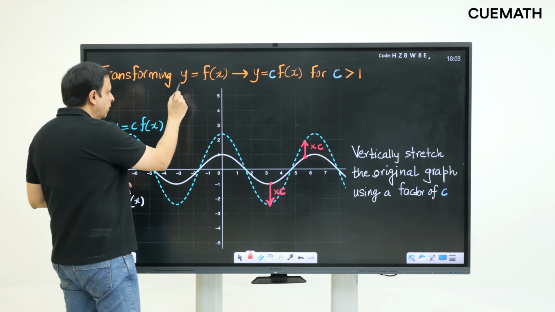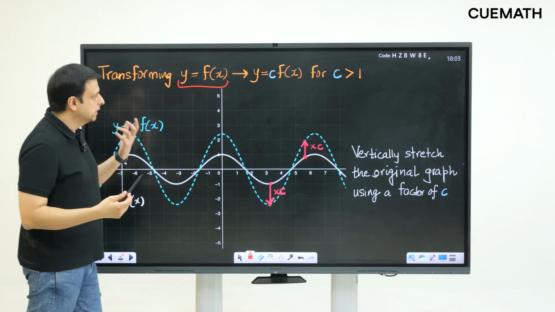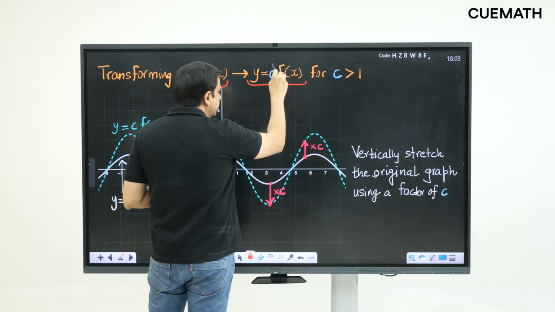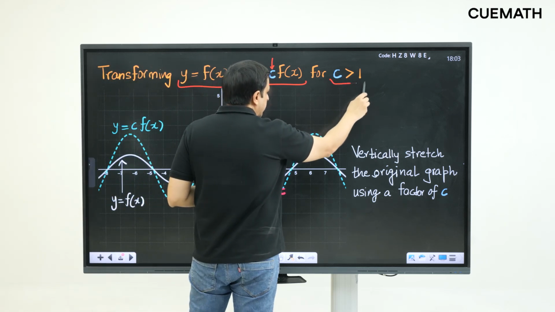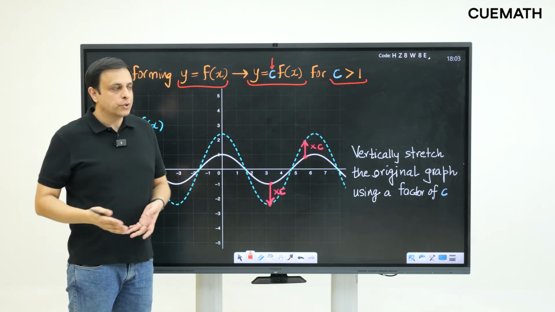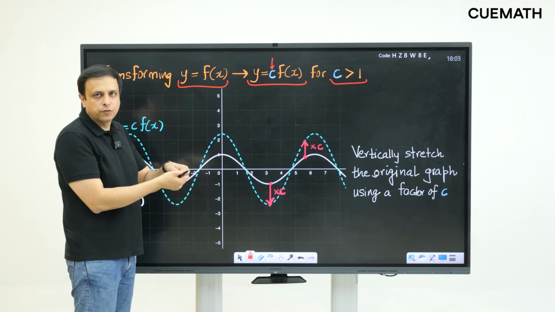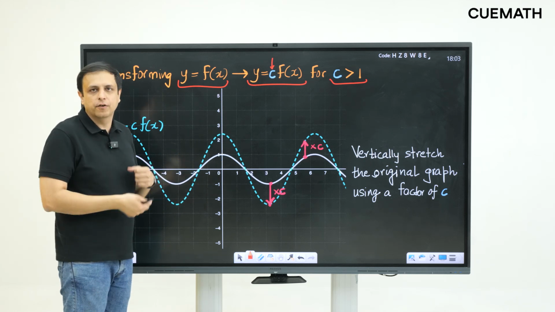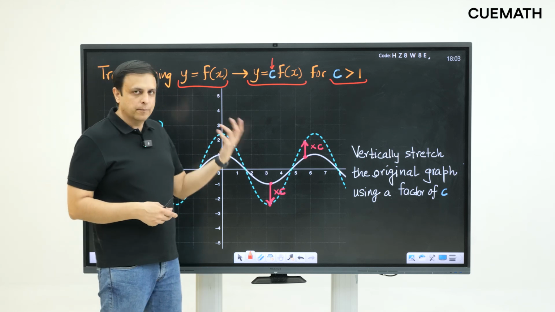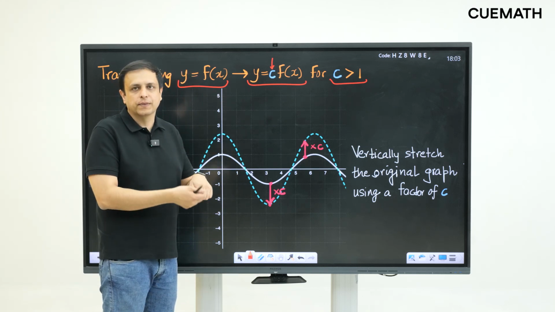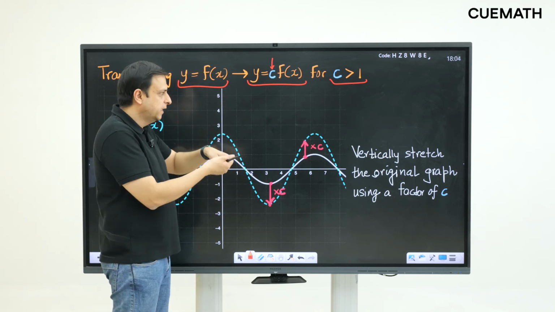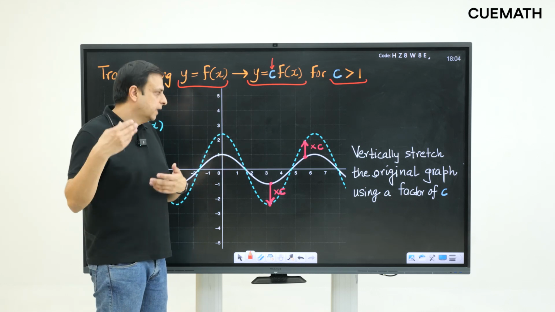If you have to transform y equal to f of x to y equal to c times f of x, where c is some constant that is greater than 1, then what do you do? You take the original graph and you vertically stretch it using a factor of c. So, for example, if c is 2, then you take the original graph and vertically stretch it by a factor of 2. If it is 3, you vertically stretch it by a factor of 3, and so on.